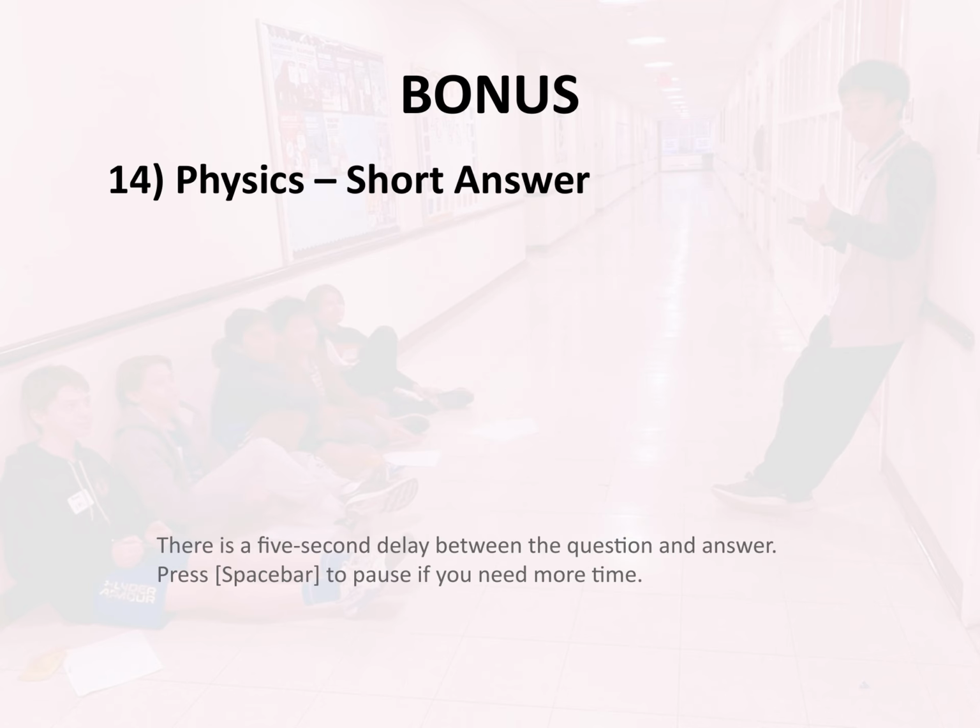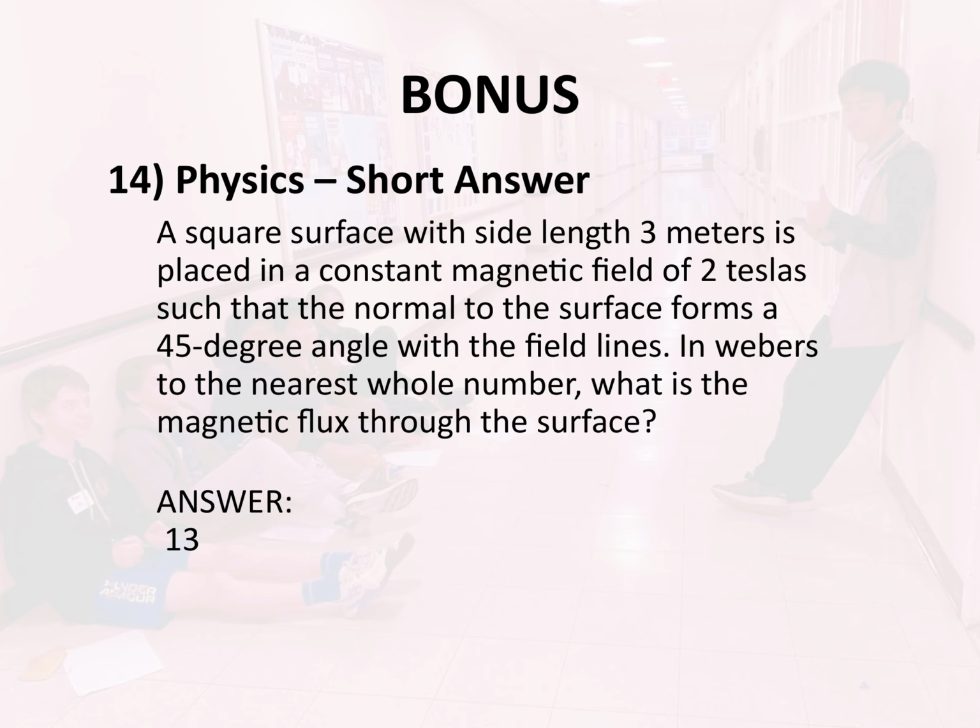Bonus 14. Physics, short answer. A square surface with side length 3 meters is placed in a constant magnetic field of 2 teslas such that the normal to the surface forms a 45-degree angle with the field lines. In webers, to the nearest whole number, what is the magnetic flux through the surface? Answer 13.